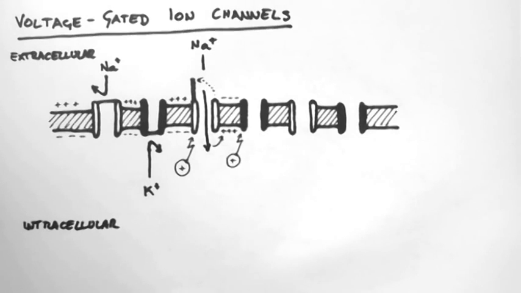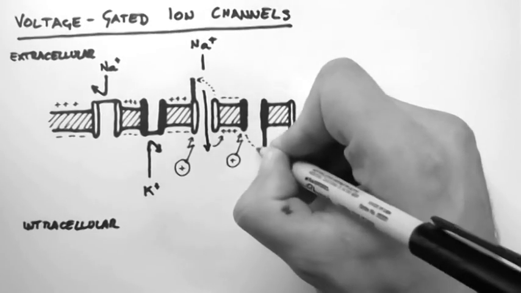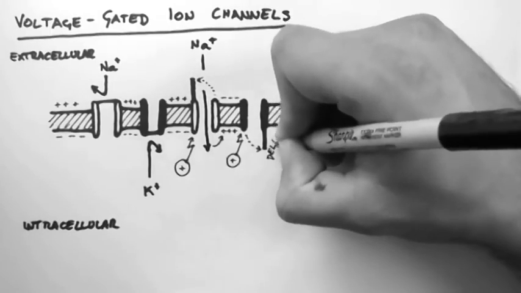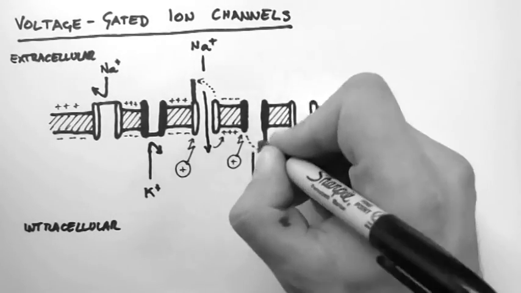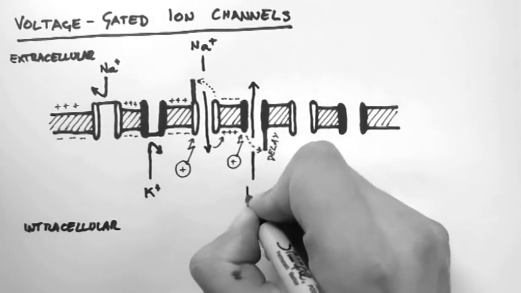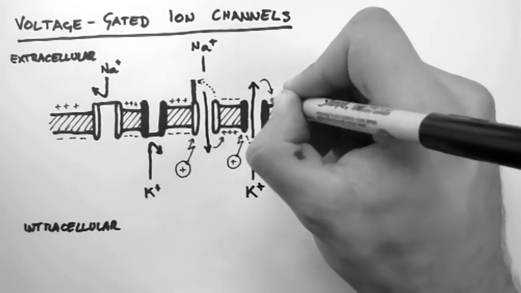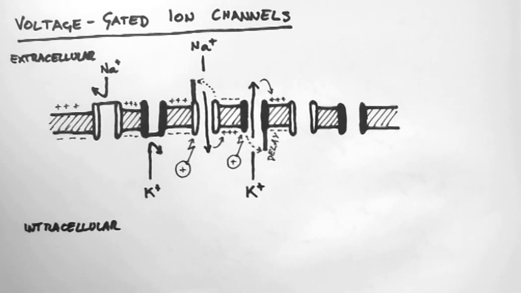Now remember that we also applied a positive charge to the voltage-gated potassium channel. Well, this also flips open, but there is a delay before this happens. But when it does happen, the potassium rushes out, removing positive charges from the cell and placing them on the other side of the membrane. And this returns the membrane potential back toward the resting membrane potential.